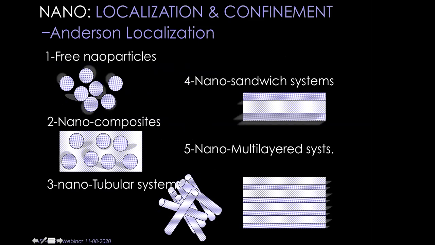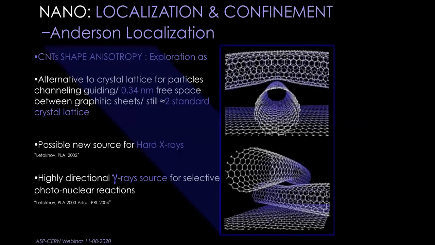The Anderson localization that we will be sharing and discussing today will be observed in tubular systems, in carbon nanotubes. Why carbon nanotubes? Because carbon nanotubes are beautiful tubes that can be highly ordered. You can have single or multiple carbon nanotubes, and they are highly crystallographically ordered, and they can be porous inside and very long.